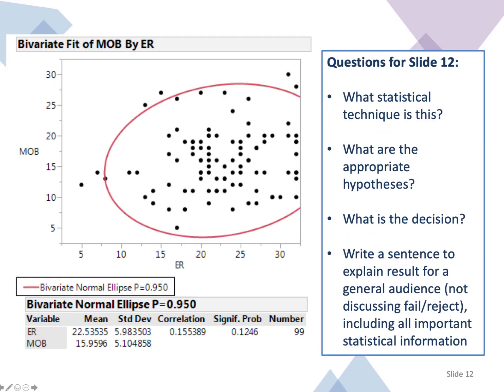And finally, given this JMP output, what is this statistical technique called? What would be the appropriate hypotheses here? What is your statistical decision? And again, write a sentence to explain the result for a general audience. Do not focus on the statistical interpretation, but focus on whether or not there is a significant relationship and what is that relationship between these variables.